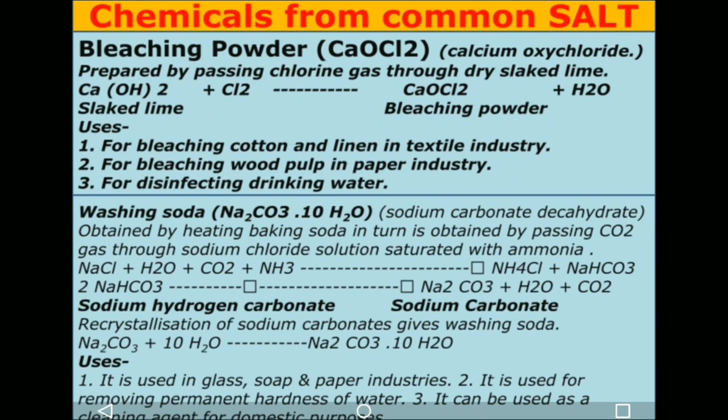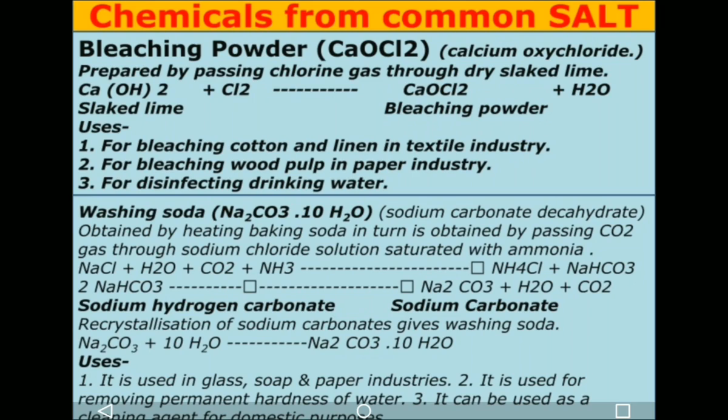These are the properties of bleaching powder. Now we will see the reaction of calcium oxychloride, meaning bleaching powder, with CO2. What happens when calcium oxychloride reacts with CO2? It forms calcium carbonate and Cl2 gas, meaning chlorine gas. When bleaching powder reacts with acids, it forms calcium chloride, water and Cl2 gas, chlorine gas. So these are the properties of bleaching powder.